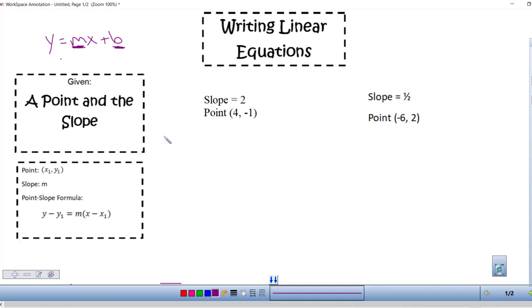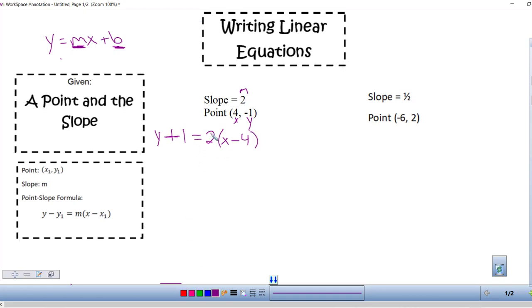So setting this one up, we would do y minus our y value, which is -1, and it's always going to be y minus. So notice this is -1, y minus negative. I'm going to write both negatives, and then we know that if we have minus and negative, that turns into a plus. So y minus y1 equals m, which is our slope, of 2, parentheses x, minus our x value of the point, which is 4.